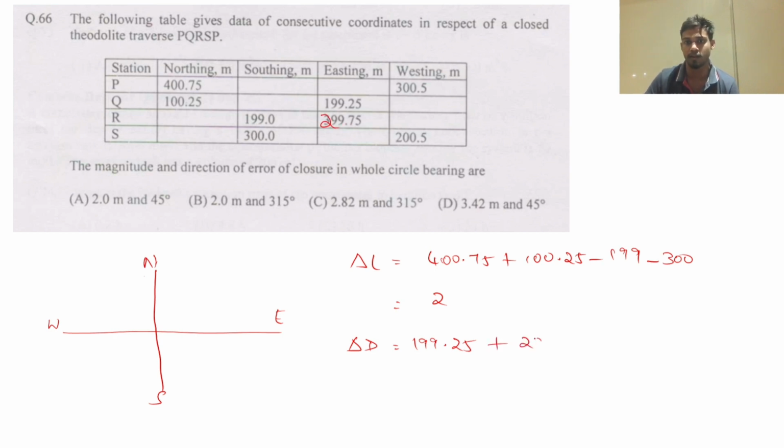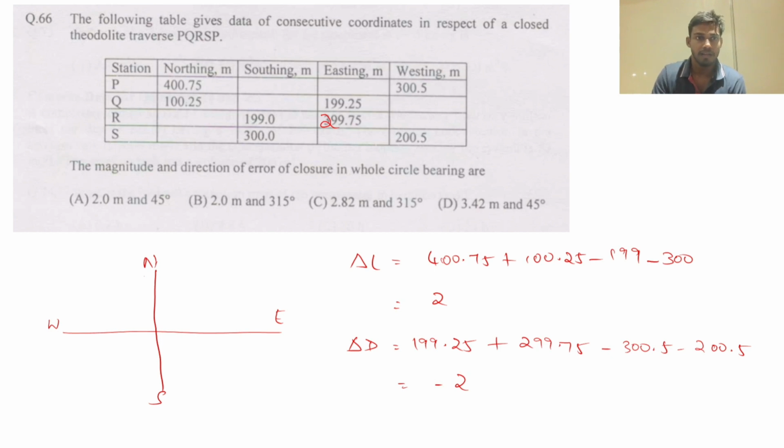Del D is equal to 199.25 plus 299.75 minus 300.5 minus 200.5. So calculate this: 199.25 plus 299.75 minus 300.5 minus 200.5. So this gives minus 2. Minus 2 is the error in departure.